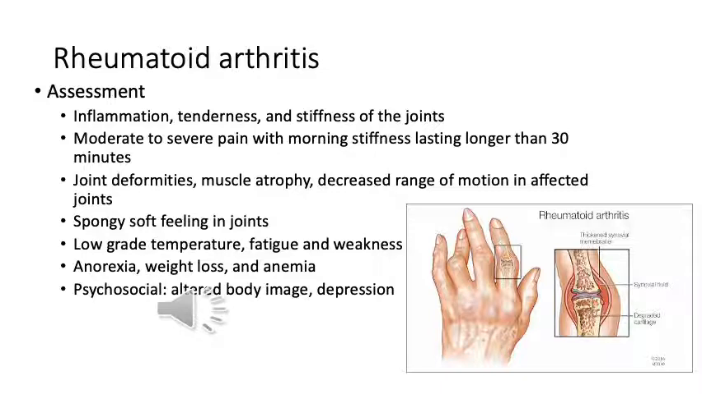Joint deformity and subcutaneous nodules on the arms and ankles may also be present. Organ malfunction can occur if inflammation of blood vessels occurs. Peripheral neuropathy and respiratory complications can lead to pneumonia.